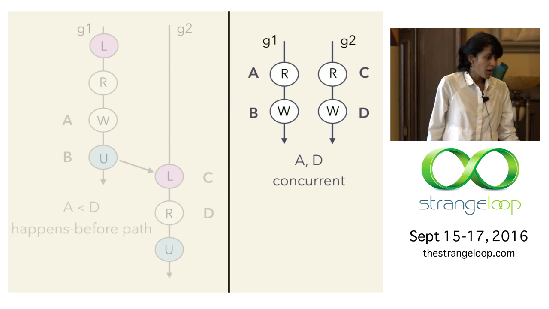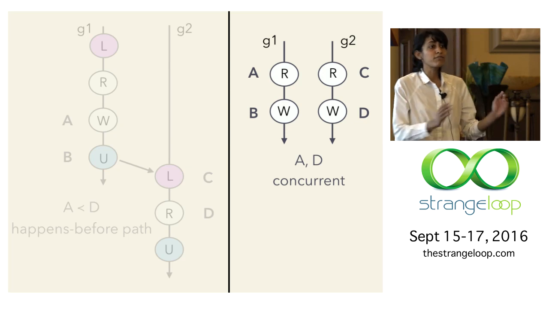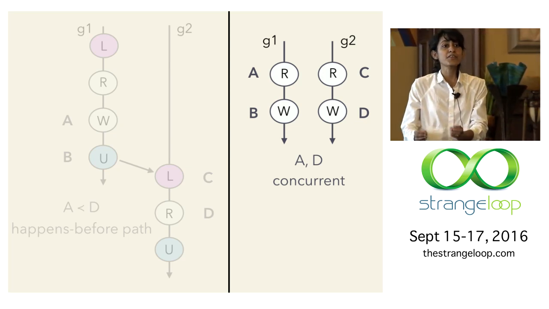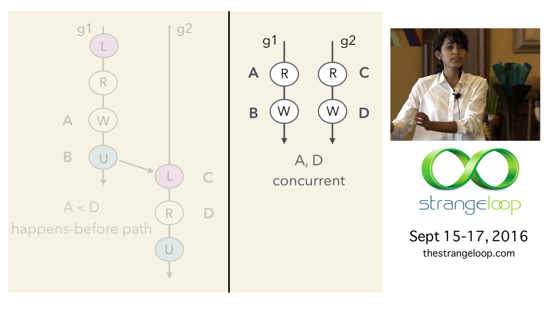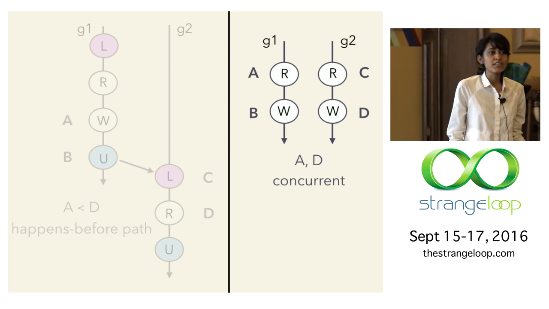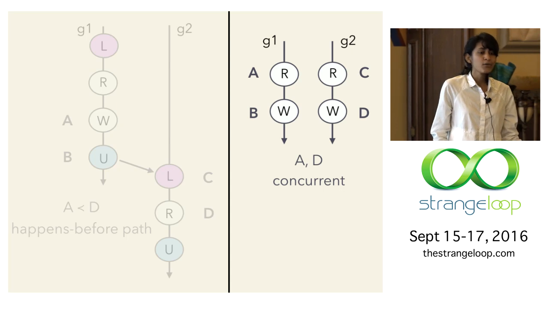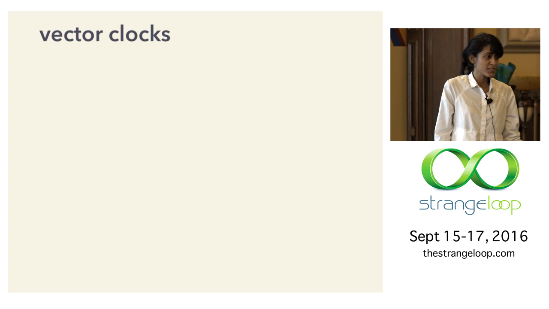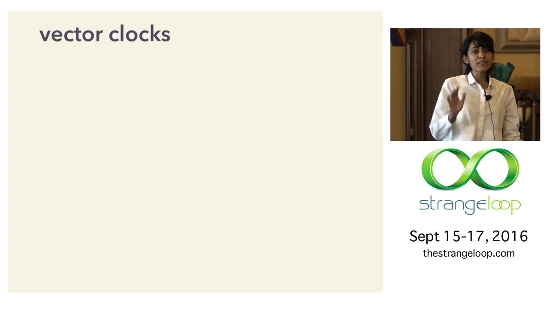Cool. So now that we know that for data races, we need to determine concurrency, and we're going to determine concurrency by happens before, the next obvious question is, well, how do you implement happens before? And again, for this, we turn to the literature. And the literature says use vector clocks. Are folks here familiar with vector clocks? Okay, so don't let the name scare you.